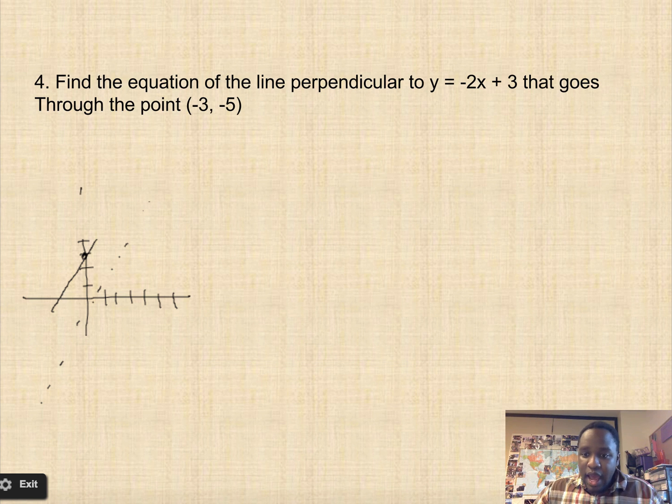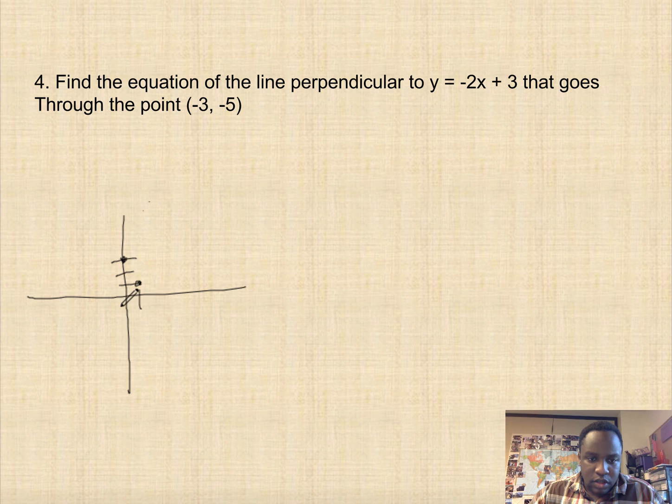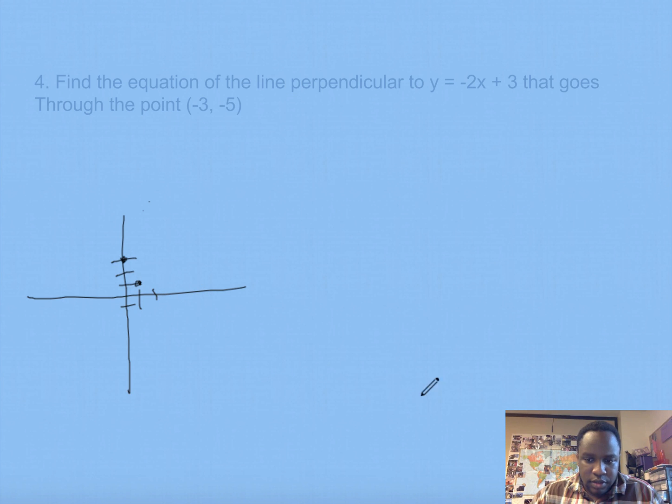All right. And lastly, the last thing we're going to do today is find the equation of a line that is perpendicular to y equals negative 2x plus 3 and goes through the point (-3, -5). On a graph, the y-intercept is 3 and the slope is negative 2, so we go down like this.